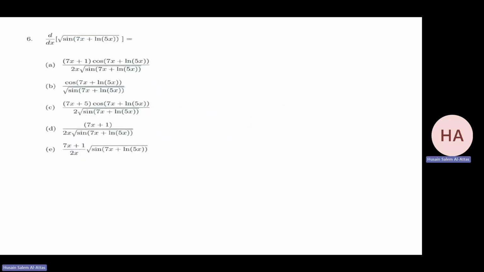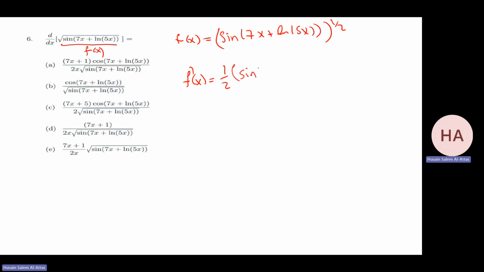You want to find the derivative of this. Let me call it f of x. f of x is sine 7x plus ln 5x, all to the power half. This is f of x. So to find f prime, it will be half of sine 7x plus ln 5x to the power minus half. So this is in the denominator, times the derivative of this sine of something.